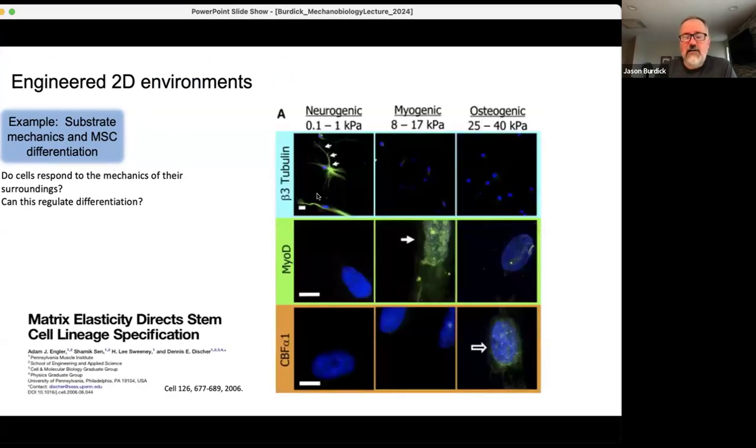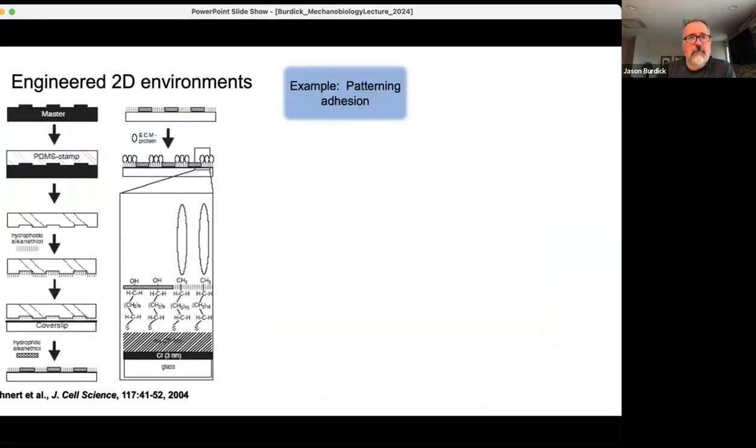I think here's an example of some neural differentiation, some muscle differentiation, and then some osteogenic or bone-like differentiation as you change from very soft materials that might mimic that neural environment, to intermediate materials that mimic that muscle environment, and then more stiff ones that mimic the osteoid environment within bone tissues. This paper, I think, really kicked off a lot of mechanobiology, and it's from Dennis Discher's lab at Penn. So again, as far as mammalian cells, Penn is really a center of a lot of mechanobiology.